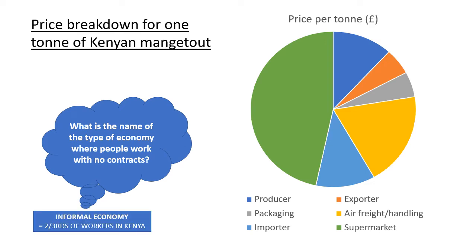So the answer: the informal economy. They work in the informal economy. We came across that previously in Rio de Janeiro. Here we're talking about this, and 2/3 of workers in Kenya work in the informal economy, meaning they have no safeguarding, they have no contracts, they don't get sick pay, they don't get holidays, they get none of the benefits of formal work, of the formal economy. So a big challenge for the people working there.